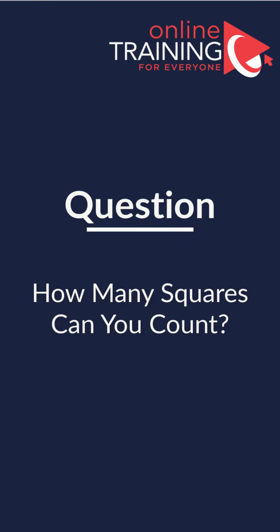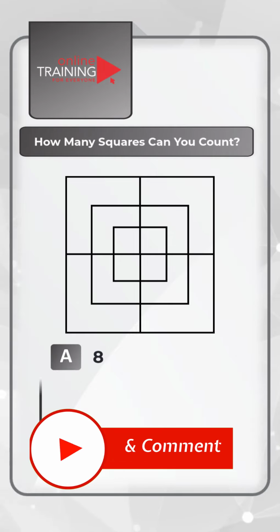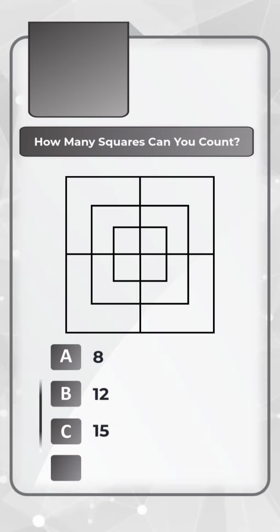Here's an interesting question where you're presented with a very unusual shape and you need to count how many squares are shown on this picture. You have 4 different choices. Choice A, 8. Choice B, 12. Choice C, 15. Choice D, 18.